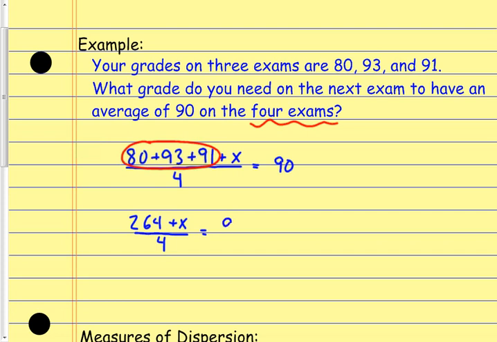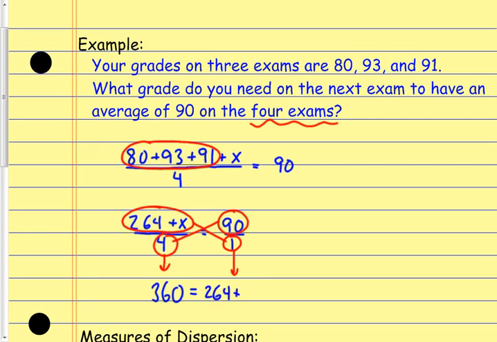And what I'm going to do here is there's 2 ways I can approach this. I can either just multiply each side by 4 to kind of get rid of that fraction. Or the other option here is I can consider this as being 90 over 1. And now I can cross multiply. So here I would take the 90 times the 4, and when I do that, that's going to give me a 360. Here I'm going to take this value, the 264 plus x times the 1, and that's going to give me a 264 plus x.